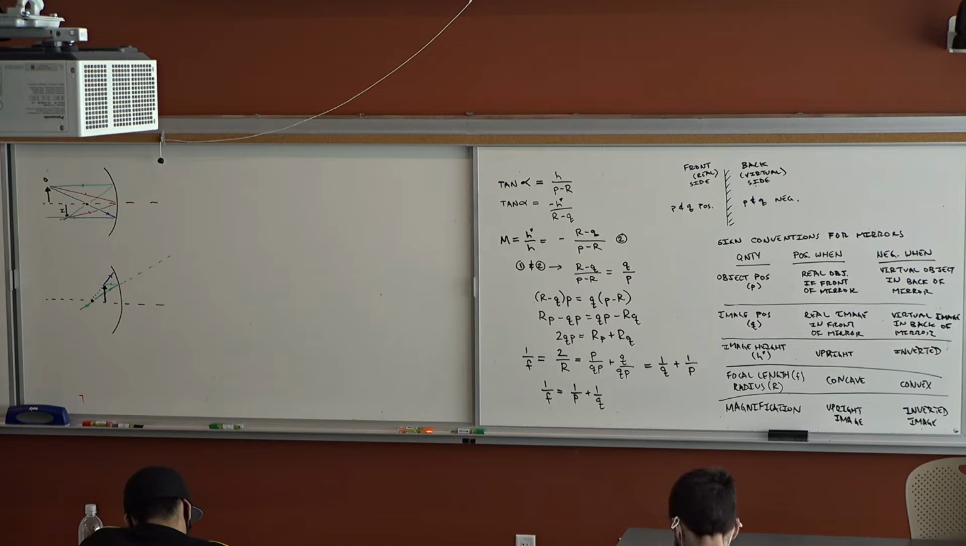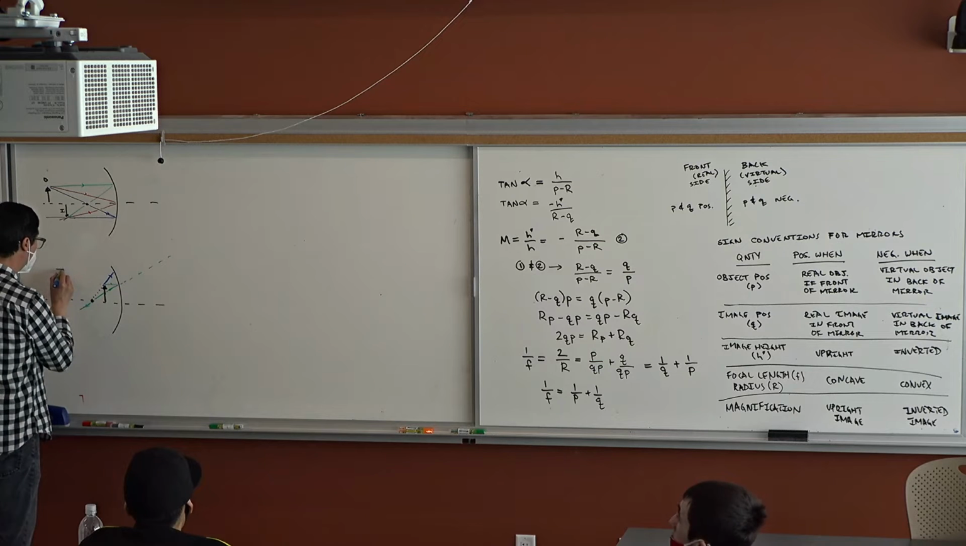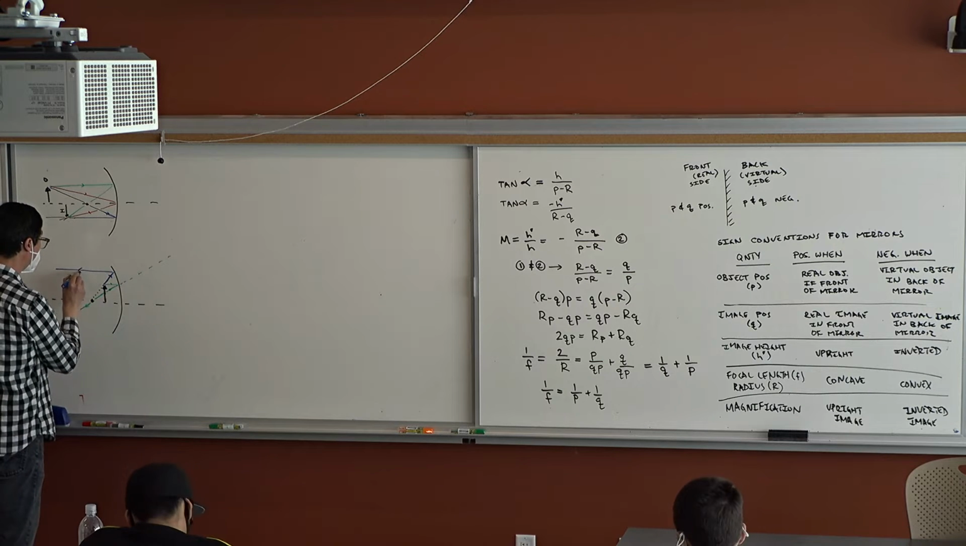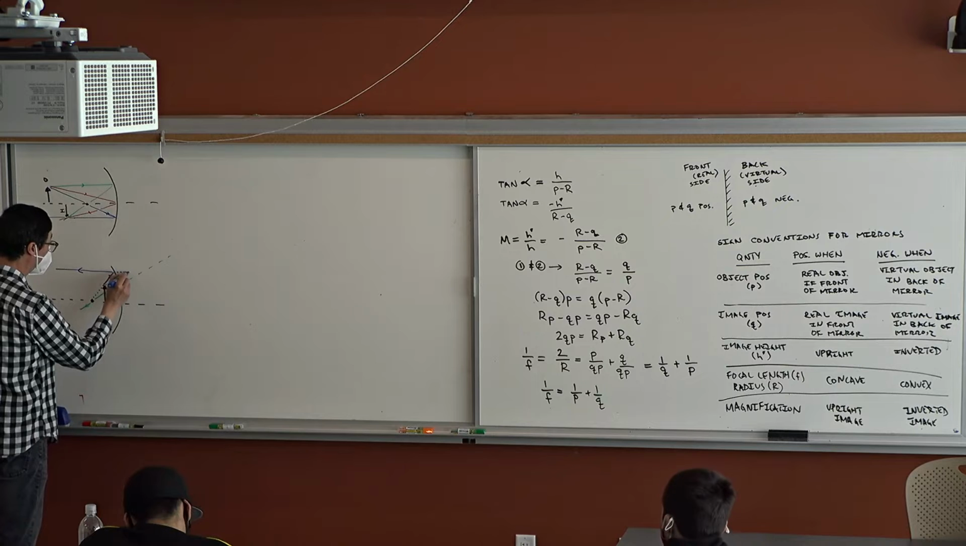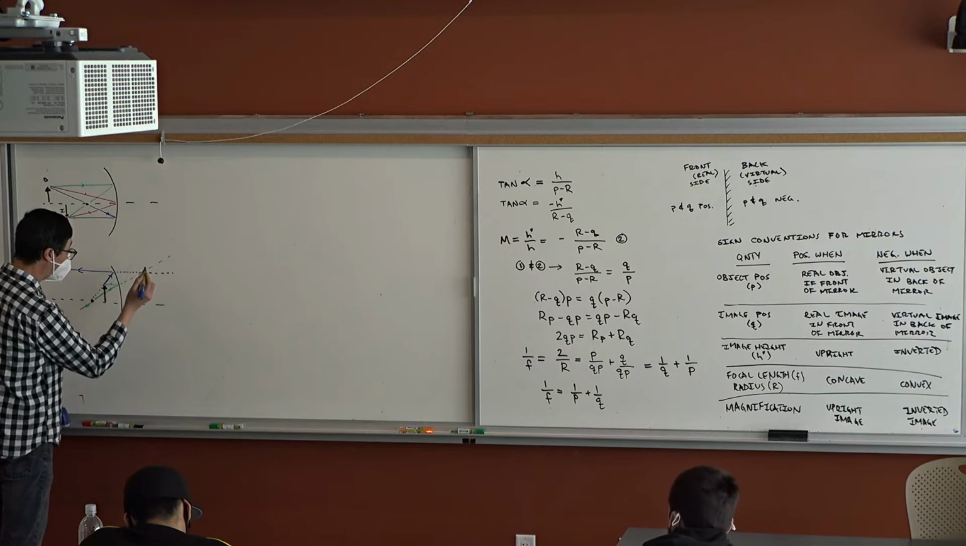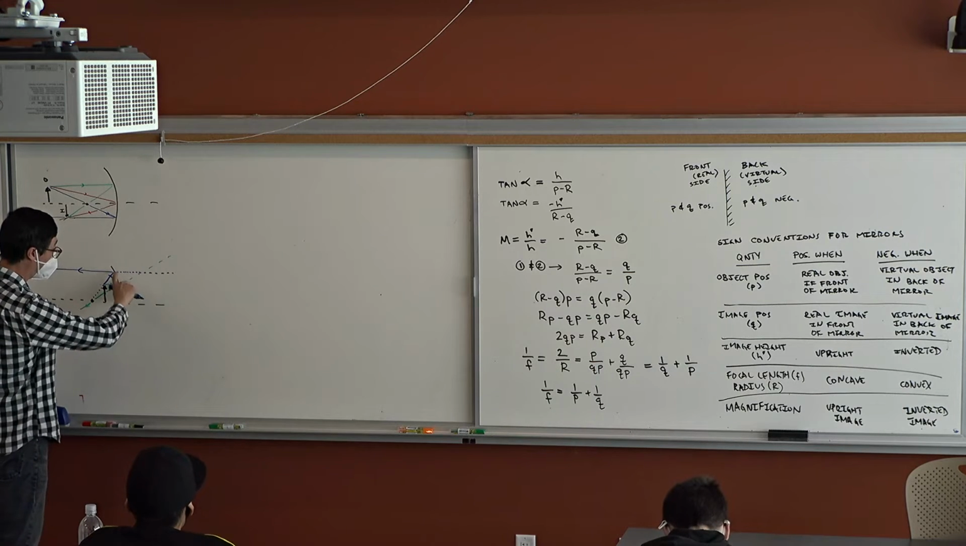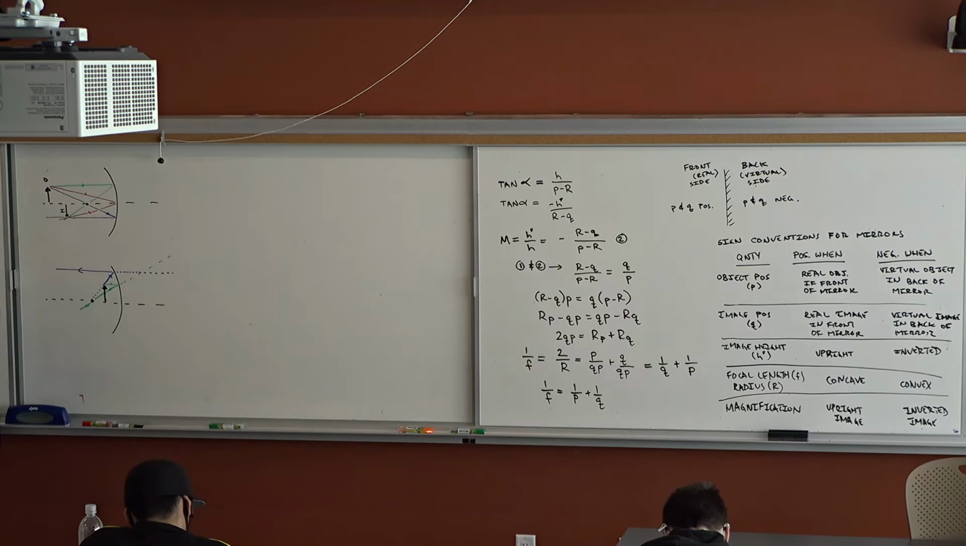What does this one do? What's the one that goes through the focal point on its way to the mirror do? Comes out paraxially. Oh, good golly. That is not paraxial, but it's the thought that counts. You guys have lines on your paper. That's the excuse I'm using.